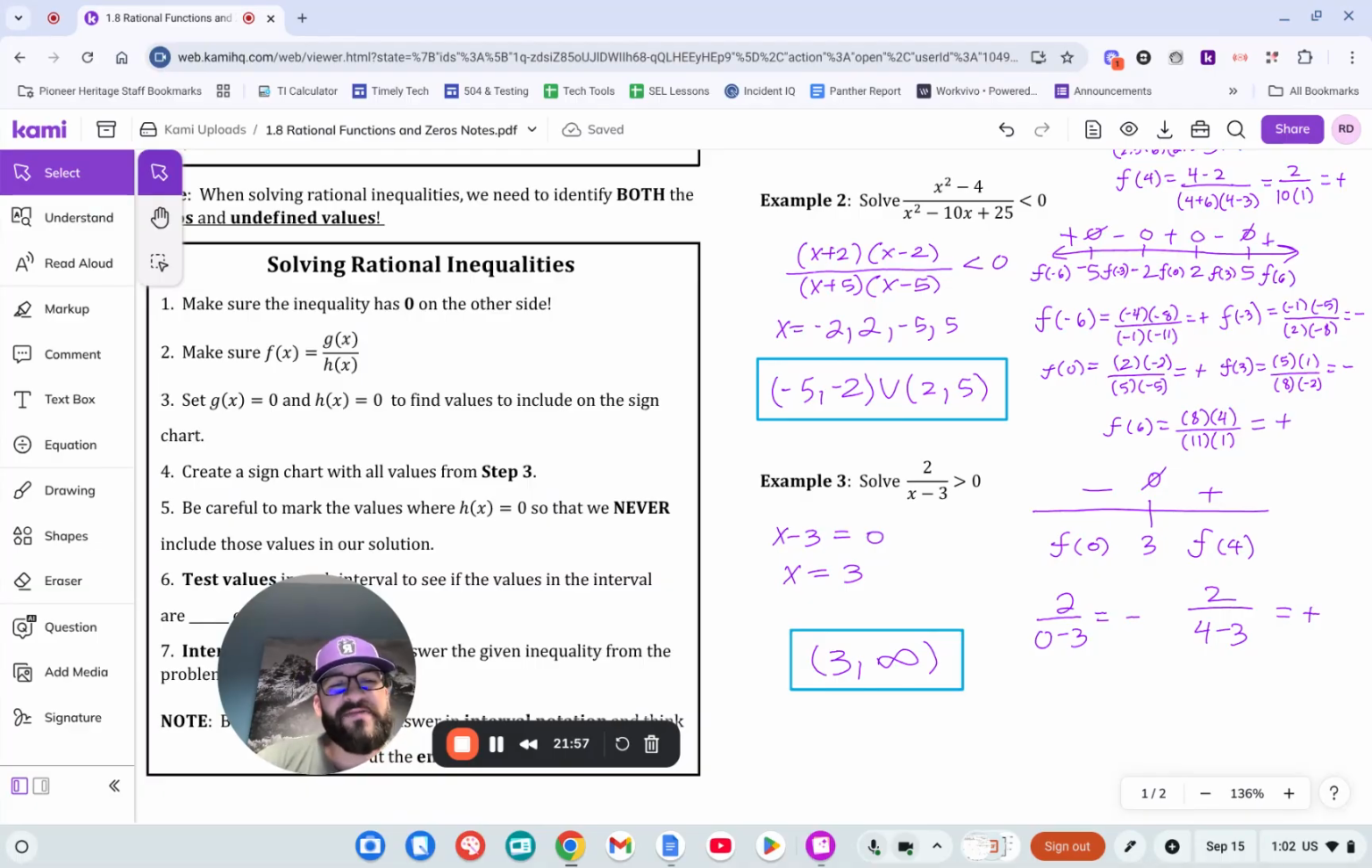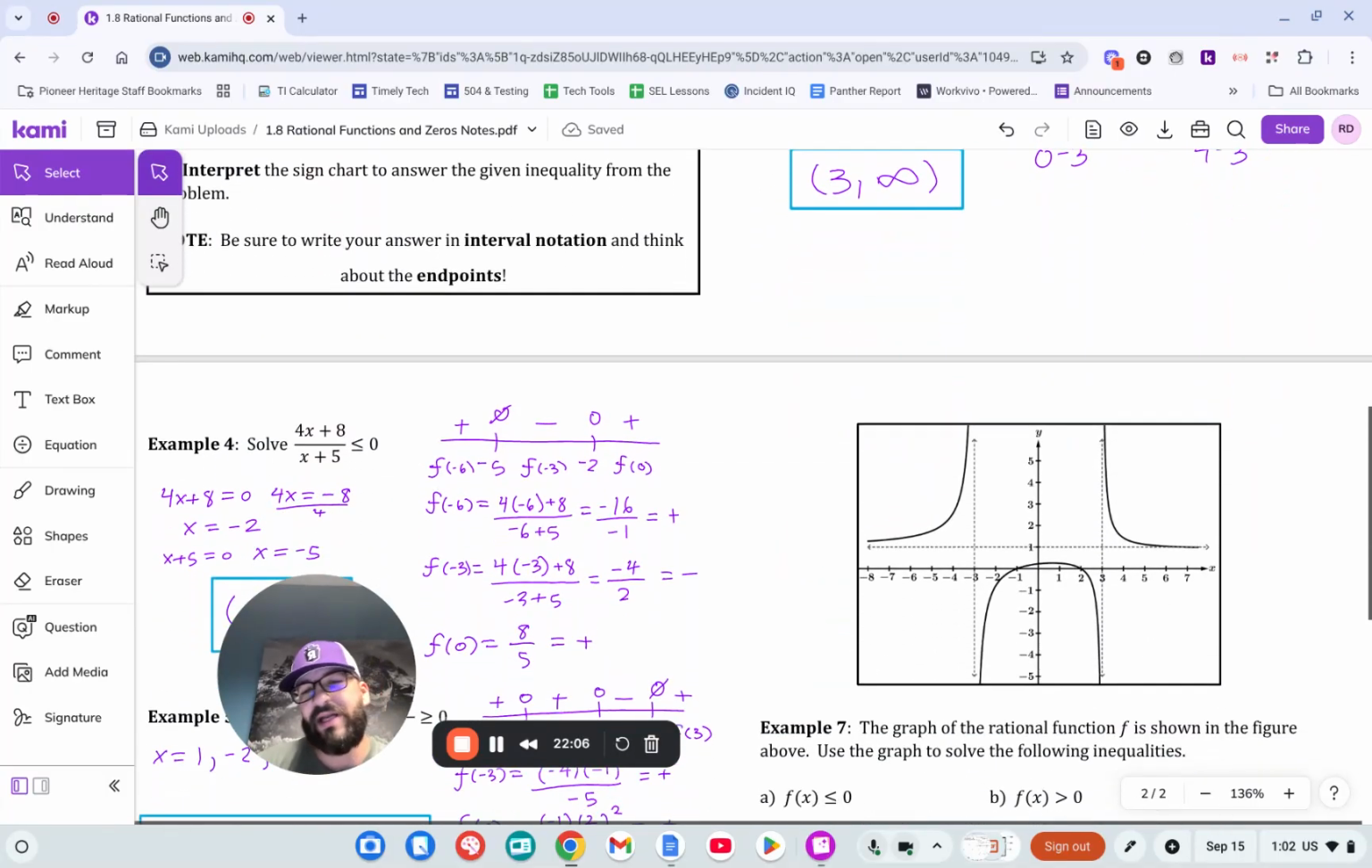Negative to the left, positive to the right. It is greater than, so we want our positive side, so 3 to infinity. 3 was undefined, but it's also just a greater than, so we wouldn't have included it anyways.